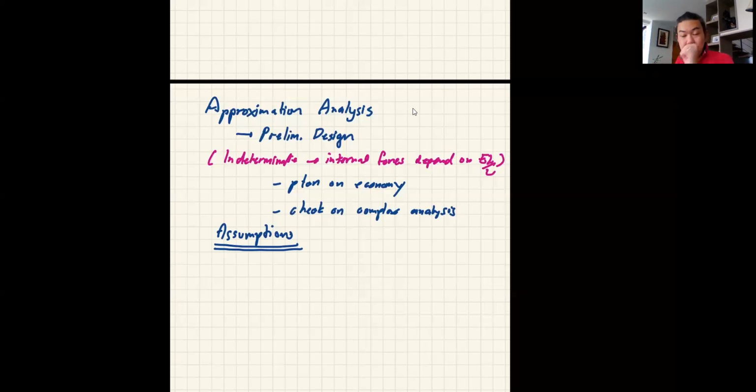All right. So, you can make assumptions and approximate things when you understand what you're doing. That means you understand the behavior of the structure.